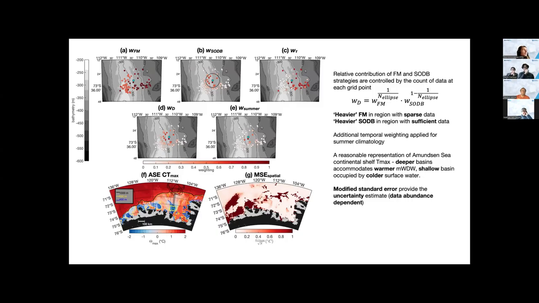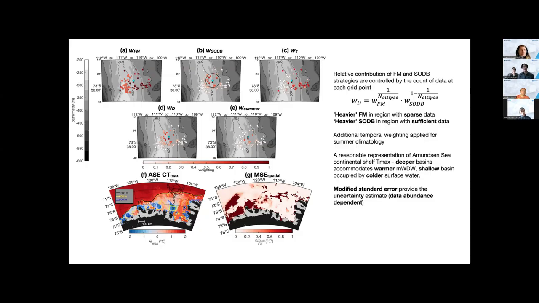So here I'm just showing an example of how this weighting works. The top plots are the selected data points, colored by the weighting according to different strategies. We have two distance weighting strategies. One of them is fast marching, the other one is the Southern Ocean database ellipse-based influence.